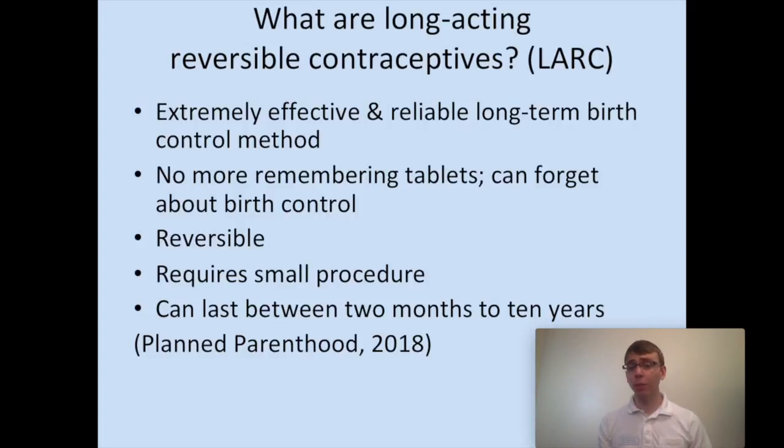Simply a small procedure is needed to insert a very small device in the body, and that device will help with effective birth control from 2 months to 10 years, hence the long-acting part in long-acting contraceptives. They can work up to 10 years, according to Planned Parenthood, which I entirely recommend checking out. The Planned Parenthood website can provide more information.